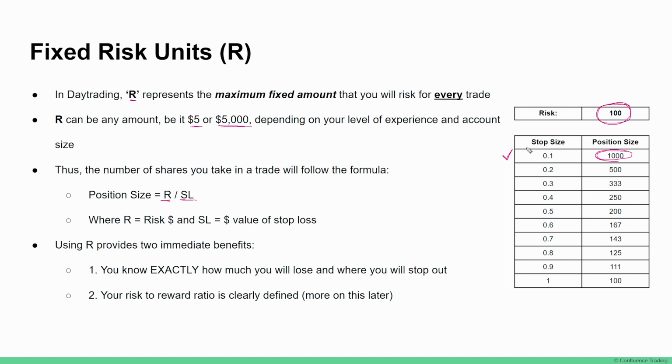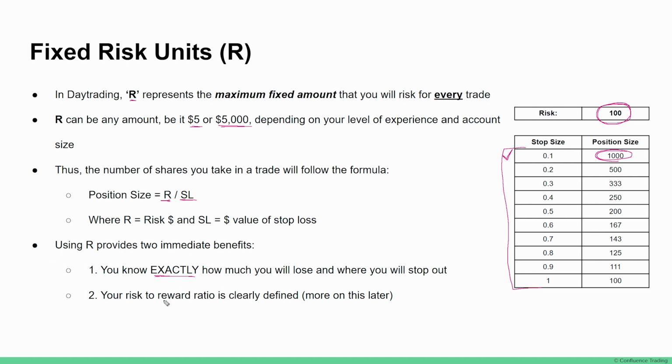So you can obviously follow the logic here, and you see that the tighter your stop loss, the larger your position size is going to be. So utilizing R basically gives you two immediate benefits. The first is you know exactly how much you're going to lose when you stop out. Okay, there's no game of, oh man, I lost $500 on the last trade, and then on this trade I'm only going to lose $10. None of that. You know exactly what you're going to lose every single time.